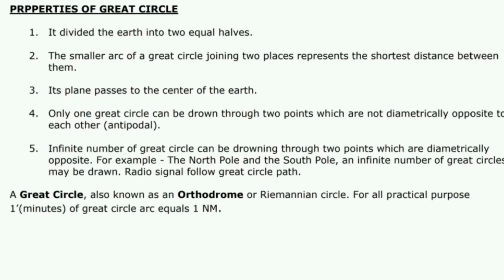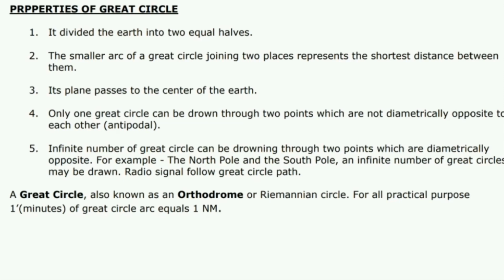Properties of a great circle. Number 1, it divides the earth into two equal halves. Number 2, the smaller arc of a great circle joining two places represents the shortest distance between them. Number 3, its plane passes through the center of the earth. Number 4, only one great circle can be drawn through 2 points which are not diametrically opposite to each other. An infinite number of great circles can be drawn through 2 points which are diametrically opposite.